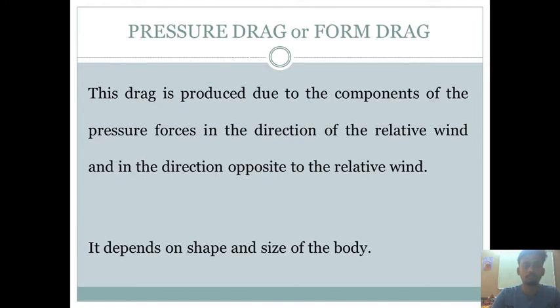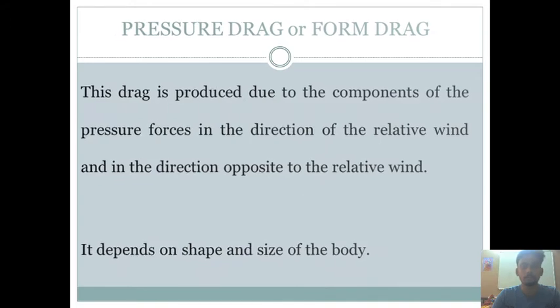This drag is produced due to the components of the pressure forces in the direction of the relative wind and in the direction opposite to the relative wind. It depends upon the shape and size of the body. So the more aerodynamic the shape, the pressure drag can be reduced. Kindly note that the pressure drag cannot be zero, okay?